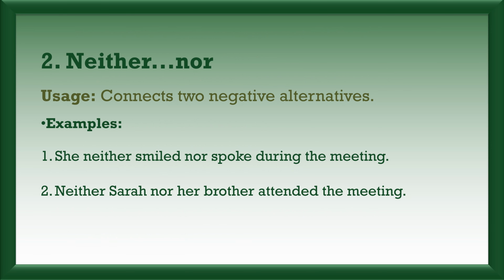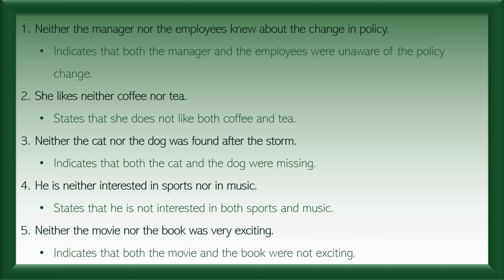2. Neither, nor. Usage: connects two negative alternatives. Examples. She neither smiled nor spoke during the meeting. Neither Sarah nor her brother attended the meeting. More examples. Neither the manager nor the employees knew about the change in policy.